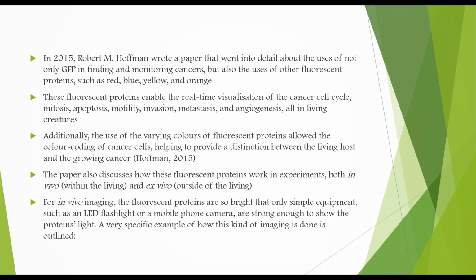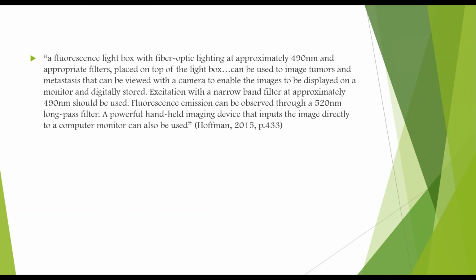A very specific example of how this kind of imaging is done is outlined in the paper. A fluorescence light box with fibre optic lighting at approximately 490 nanometers and appropriate filters placed on top of a light box can be used to image tumours and metastasis that can be viewed with a camera to enable the images to be displayed on a monitor and digitally stored.